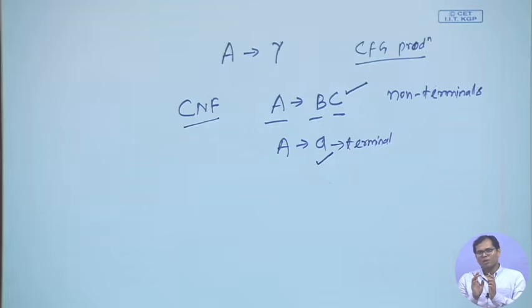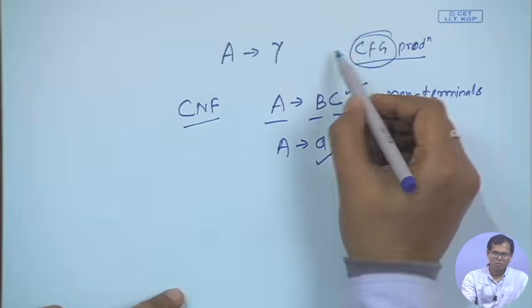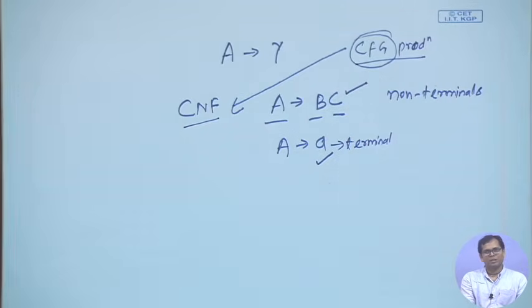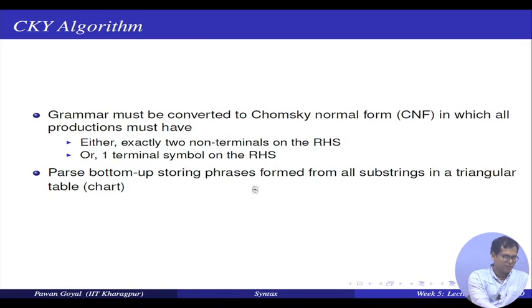So to apply the CKY algorithm, I must convert my grammar, in any generic context-free grammar form, to Chomsky normal form. Okay. So what are the steps involved? There are certain steps, but we will see what is necessary for our case. We will also see how we store all the possible phrases and their parses in a triangular table in the CKY algorithm.